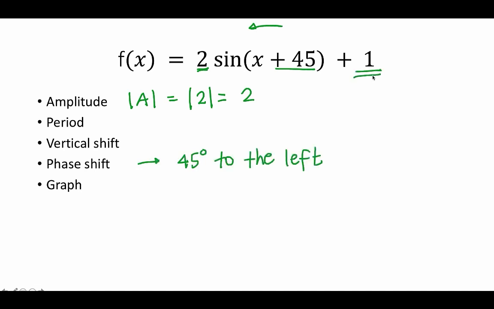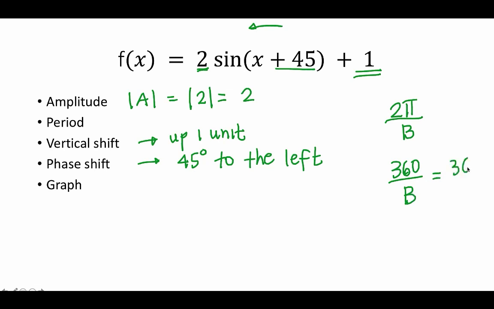This one is the vertical shift that is positive. That means the graph is moving up 1 unit compared to the graph of the mother function, y equals sine of x. Now the period is 2 pi over b, or 360 over b. But there is no number b here, so that means b is implied to be 1. So you have 360 over 1 equals 360. That is the period, 360. And let's now sketch the graph.